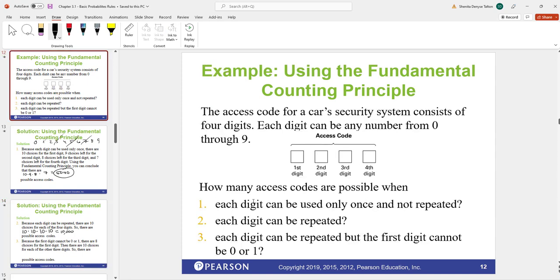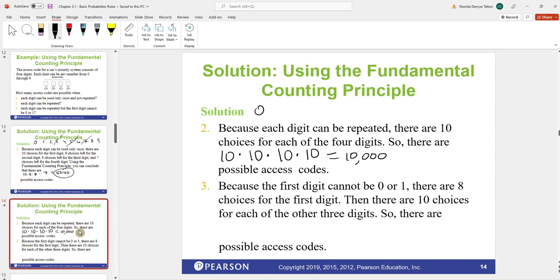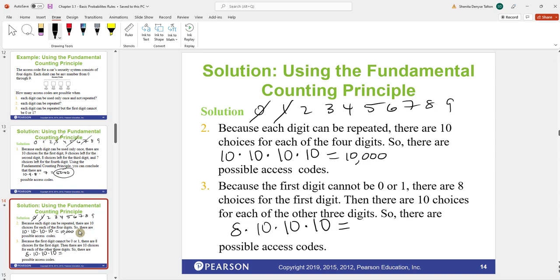The next question says, each digit can be repeated, but the first digit cannot be 0 or 1. So if it cannot be 0 or 1, let's write out our possible choices. That means you only have 8 choices for the first number. The rest of the numbers can be any one of these 10 numbers, and it can be repeated. So this would be 8. You have 10 ways to pick the second number. You can put that number back. You then have 10 ways to pick the third number. Put that back, and then you have 10 ways to pick the fourth number. So when you multiply that out, you get 8,000 possible access codes.